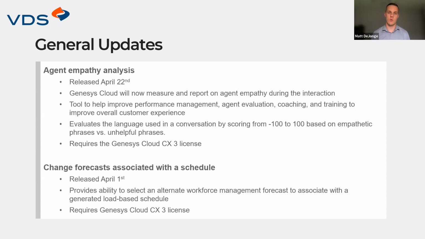The empathy score from Genesys is basically a formula based on the number of empathetic phrases, less the number of unhelpful phrases, divided by the total number, multiplied by 100 to give you that score. It could be anywhere from negative 100 to positive 100. It's available to those utilizing the Genesys Cloud CX 3 license set. I believe this is a small thing that may need to be enabled within the org in the admin and quality settings, but it is available today, as of April 22nd.